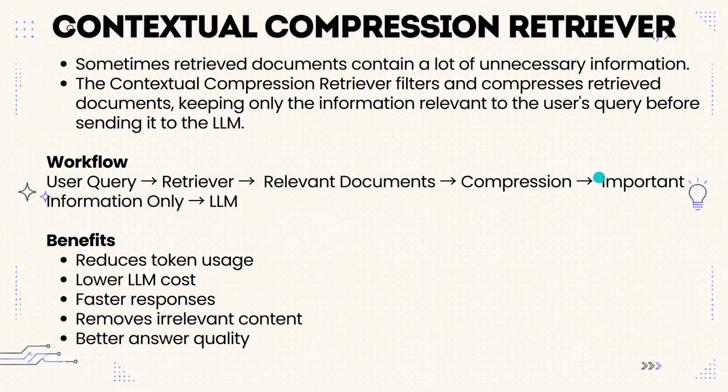So the benefits are reduced token usage. Definitely, if unwanted things are removed from the chunk, it will reduce token usage. Lower LLM cost, definitely, because if fewer tokens are passed, then the lower cost is also one of the most important factors here. Then faster response, because it removes irrelevant content, and better quality you will get. So this is what we have understood now.